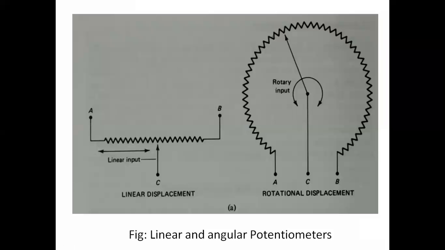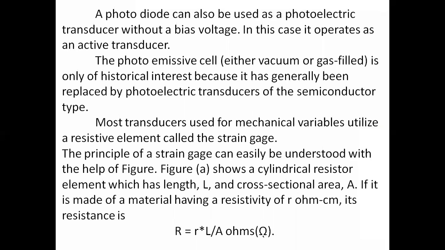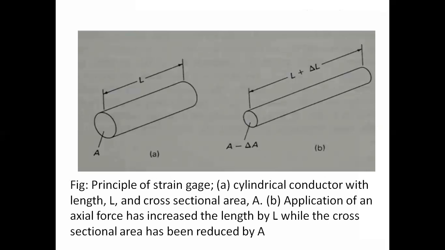The first one is the potentiometers, linear and angular potentiometers, and also photoemissive cells, photodiodes, and coming to the strain gauge. The strain gauge is used to measure the strain which is applied on this strain gauge.